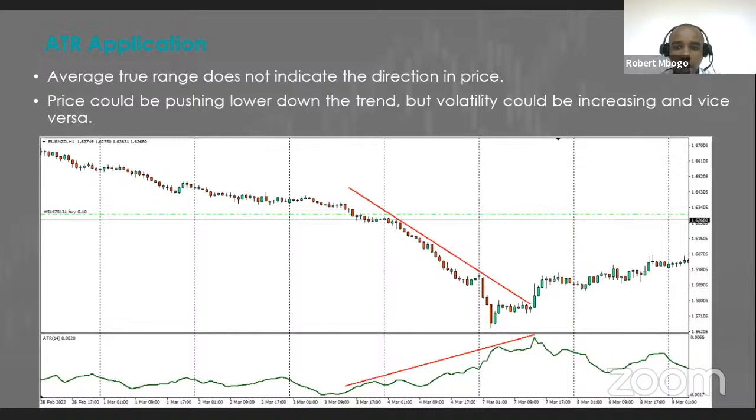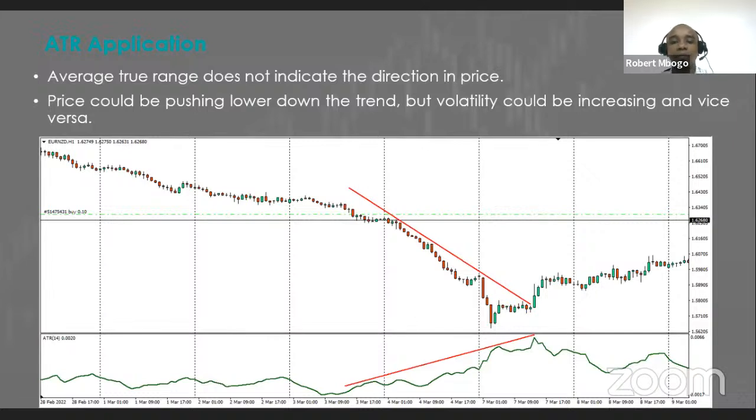Yeah, so this is what I was talking about. If you look at this ATR application, average true range does not indicate the direction of price. This is key, once again, a repetition. We need to emphasize this because so many people may try to confuse the applicability of the ATR. Price could be pushing lower down the trend, but volatility could be increasing.